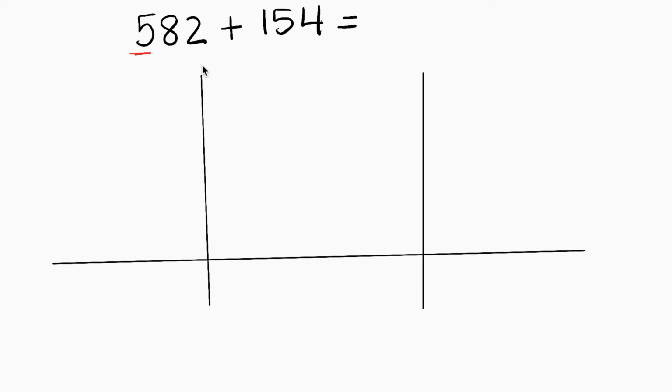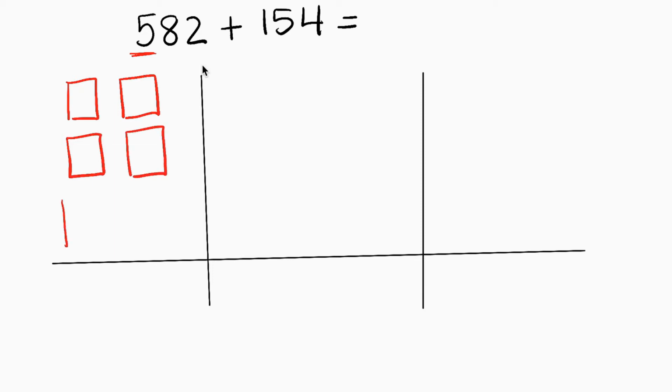All right, let's take a look at our hundreds first. We have 5 hundreds in that first number. For my hundreds, I'm just going to represent them with squares. Now, if you think of the real base 10 blocks, they are made up of 100 tiny little units. But we're just going to draw squares for this right now.